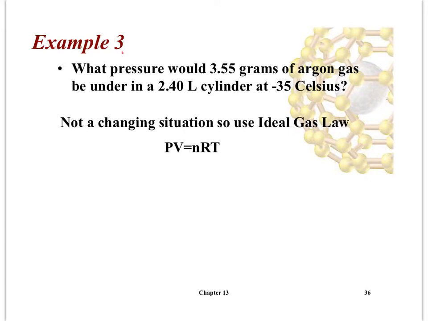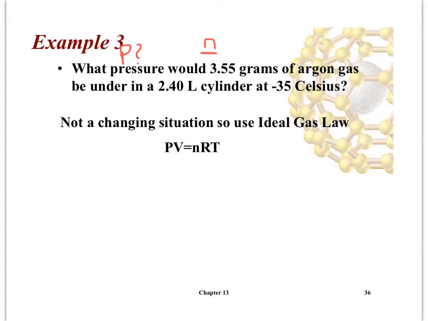So what pressure, that's a P, and I'm looking for that. 3.55 grams. Now, that's not a P or a V or an N or a T. It's a mass. So if you think about it, though, mass can be used to find amount. So I'm going to put an N there, but just be careful that that's not moles. This is grams, and so I have to convert that to get to my amount, my moles.